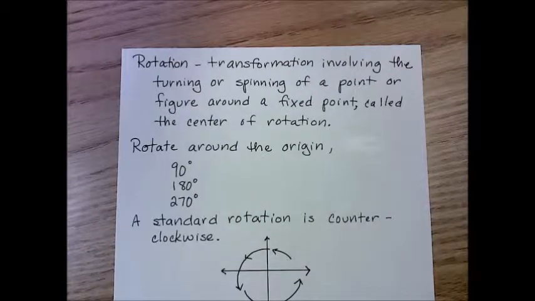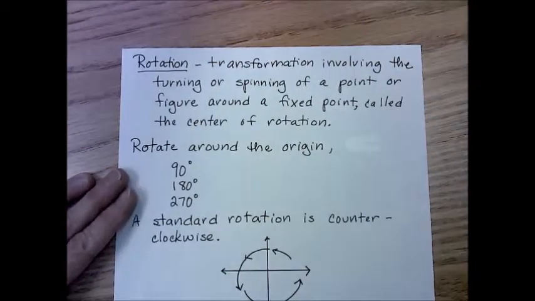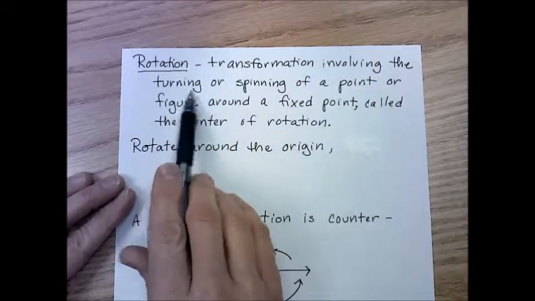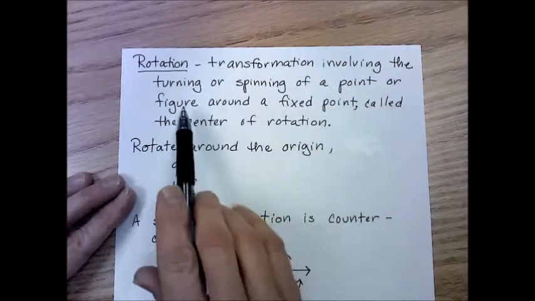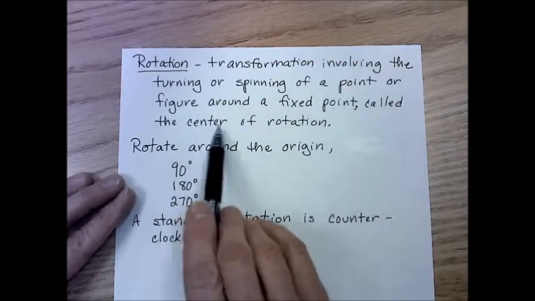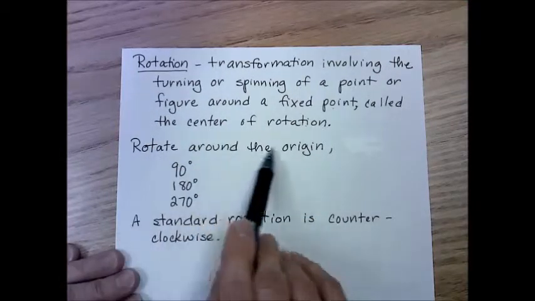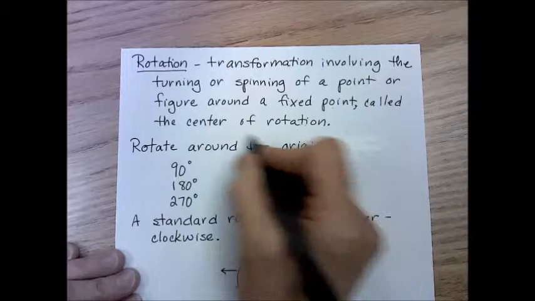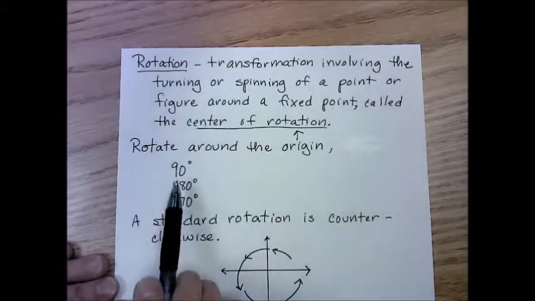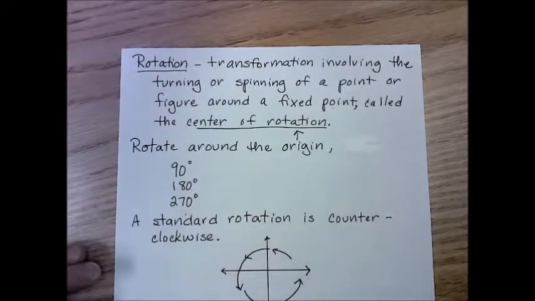All right, welcome back. Today we're going to be talking about rotations on the coordinate plane. So a rotation is a transformation involving the turning or spinning of a point or a figure around a fixed point. This fixed point is called the center of rotation. So we're going to be doing rotations around the origin. The origin is this center of rotation that we're going to be talking about. So we're going to practice doing 90, 180, and 270 degree rotations.